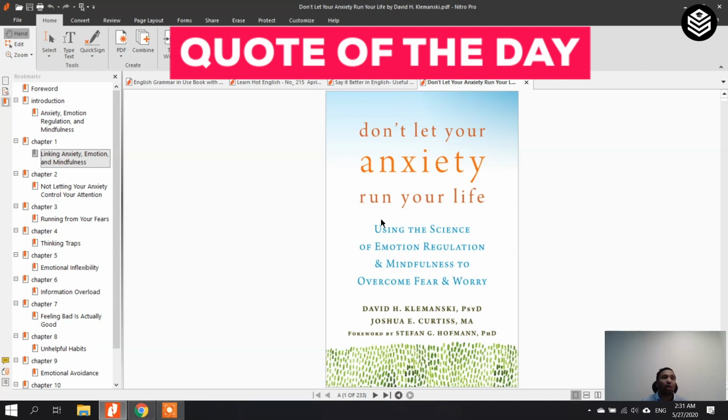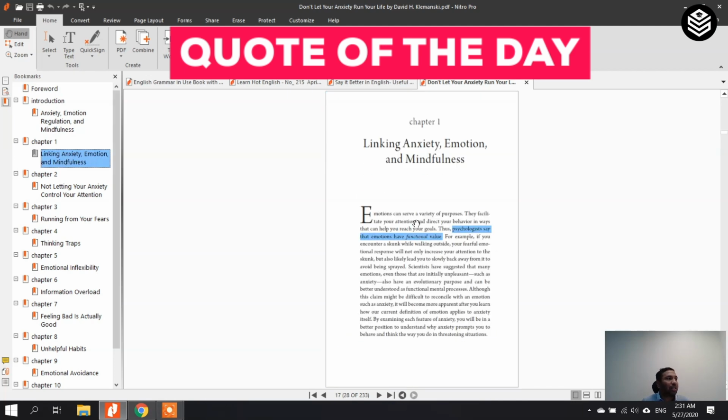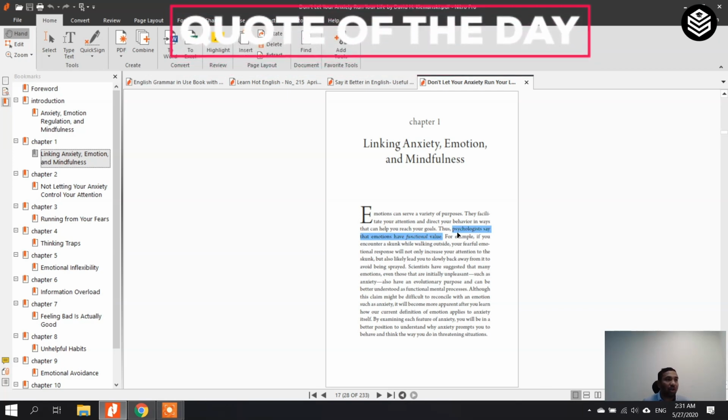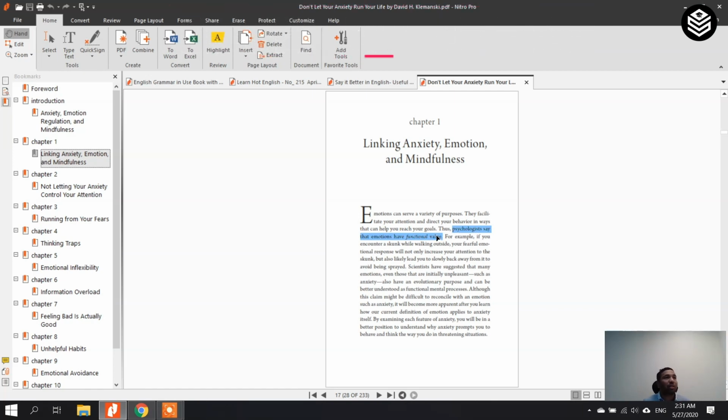So how it is related to emotions, how it relates to anxiety and mindfulness, this is explaining sort of things. So most probably I will select a sentence like this. For example, psychology, linking anxiety, emotion, and mindfulness. So this chapter is: psychologists say that emotions have functional value. So we will have a short discussion about this sentence finally. So okay, these are the 5 parts we are going to discuss in today's session.